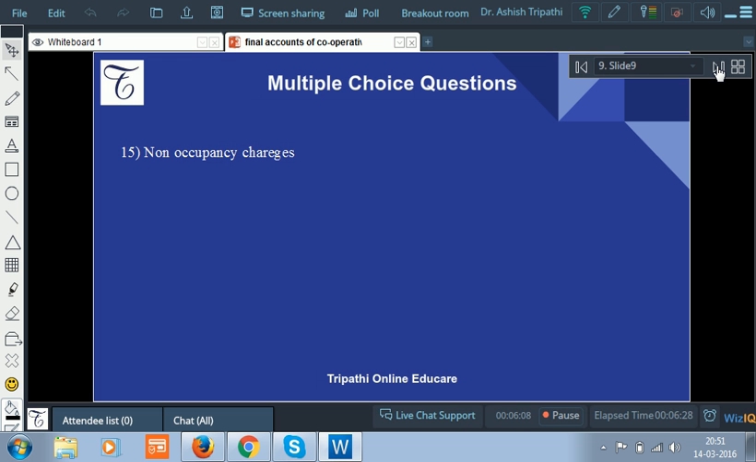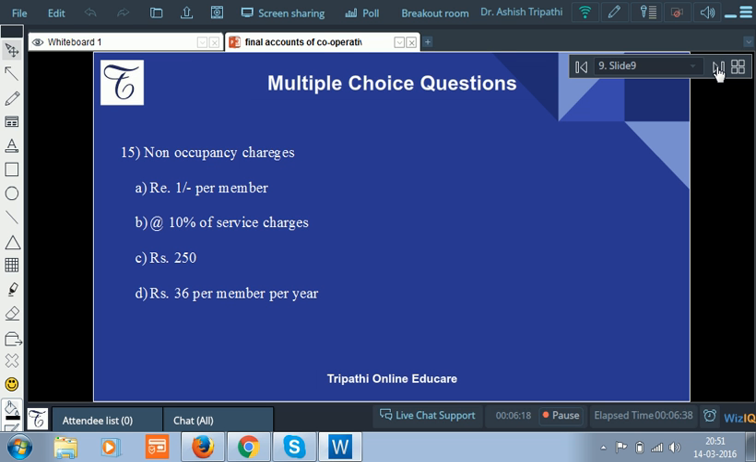15. Non-occupancy charges. A, rupee 1 per member. B, at 10% of service charges. C, rupees 250. D, rupees 36 per member per year. And the correct answer is B, at 10% of service charges.